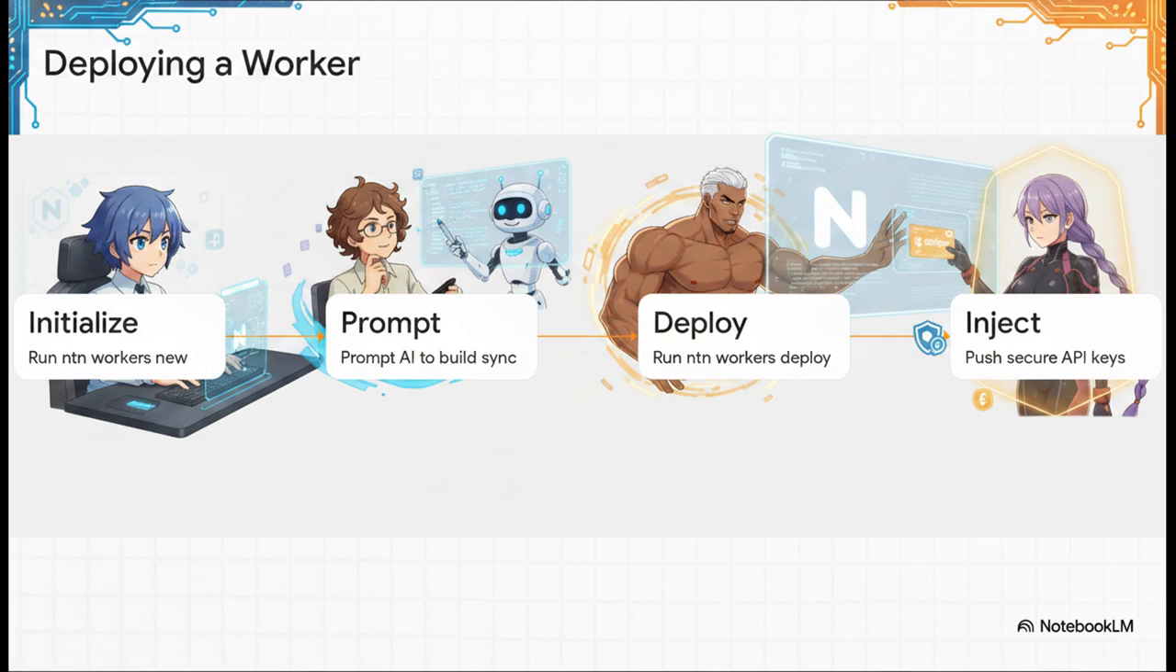It's just 4 simple steps using Notion's new command line interface called NTN. Step 1, you type NTN workers new to initialize your local directory. Step 2, you literally just prompt an AI coding agent like Codex to write the sync requirements for you.